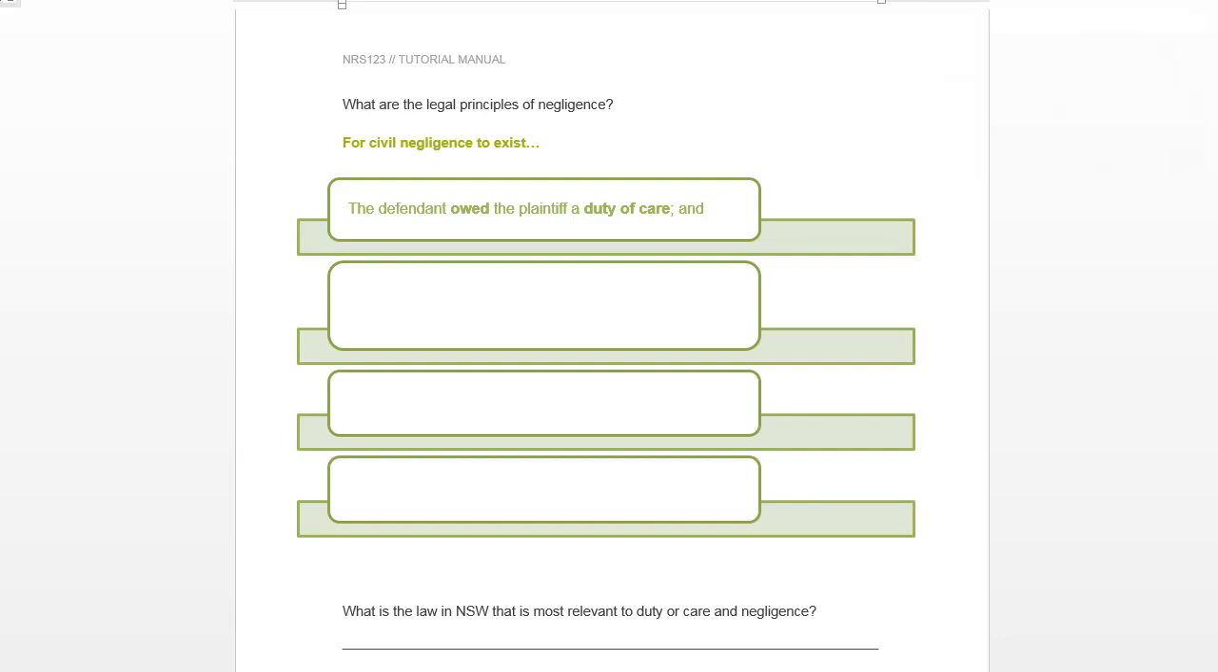It's the second two elements that become a lot more difficult, and a lot of the reasons why civil negligence cases get knocked over. So the third part is, as a result of the defendant's negligent act, the plaintiff suffered damage and loss. So they need to prove there's a connection between the negligent thing that the nurse did and the outcome from it, which is a really difficult thing to prove in a lot of circumstances.